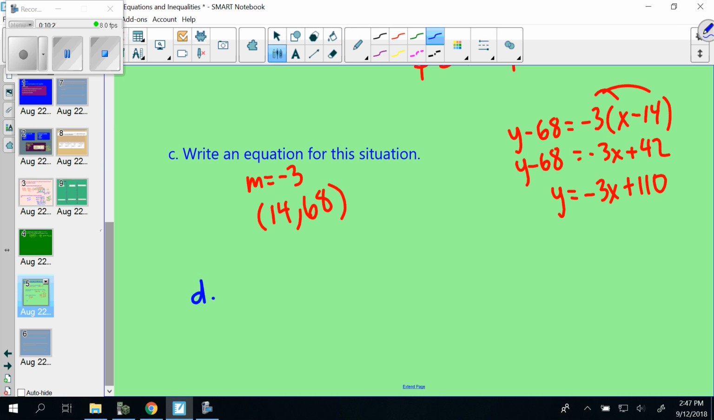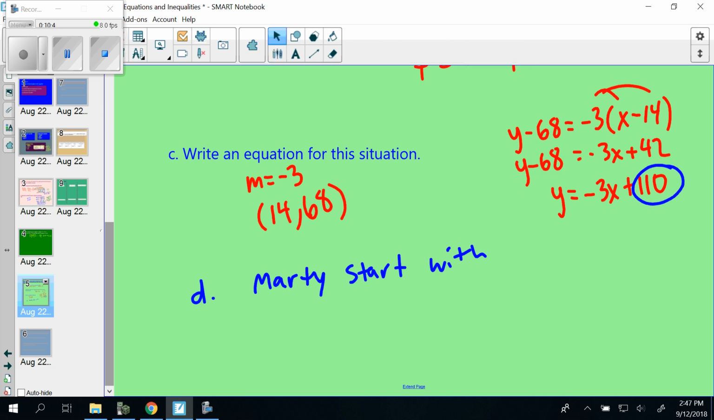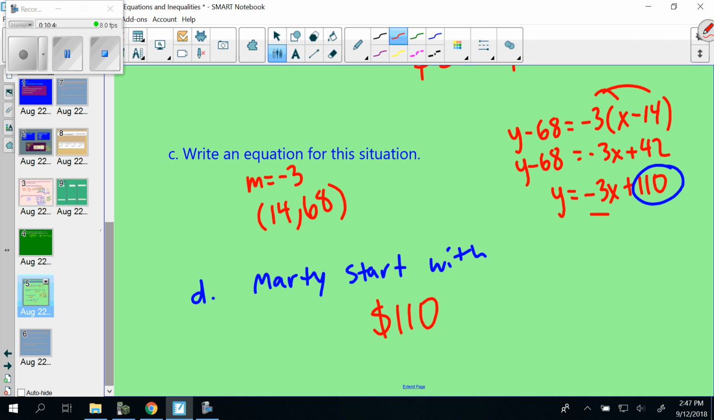Okay, so for this problem then, for part D, they want to know how much money did Marty start with? So if we want to answer that, how much money did he start with? That is told by our y-intercept. Okay, he started at $110 and then keeps spending $3 a day. That takes us down to this situation where after 14 days, he's down to $68. So the y-intercept always tells you your beginning amount of your dependent variable.